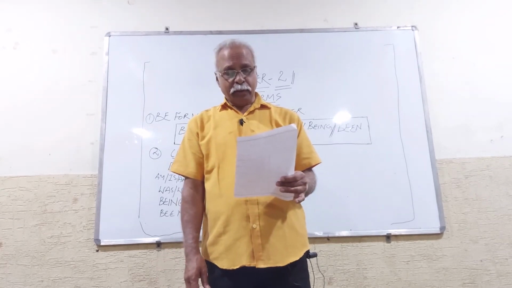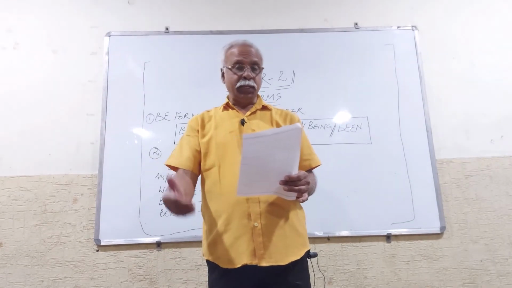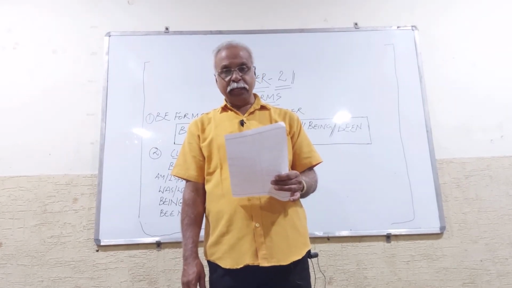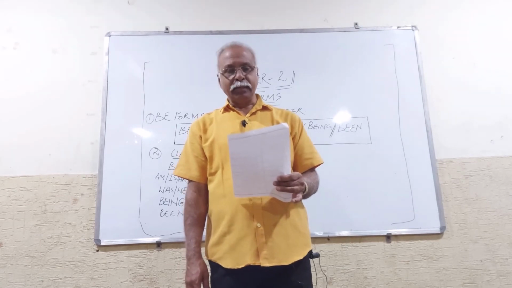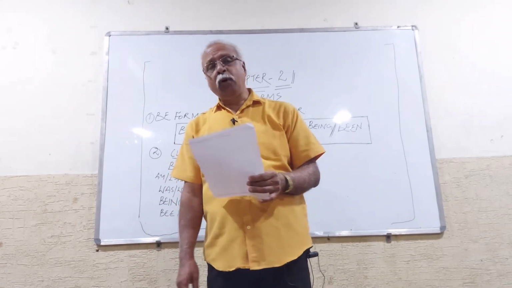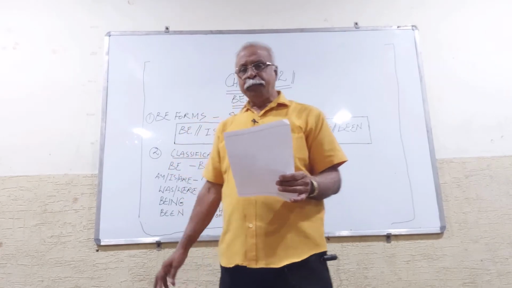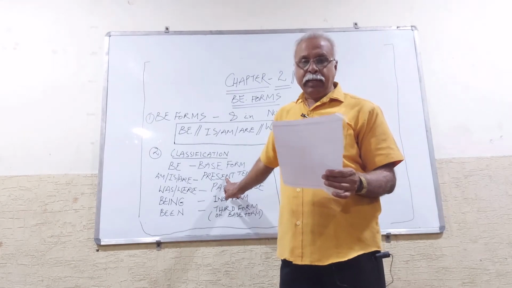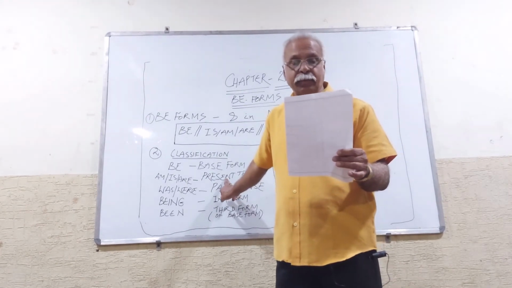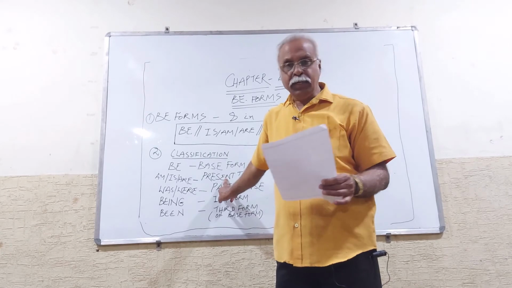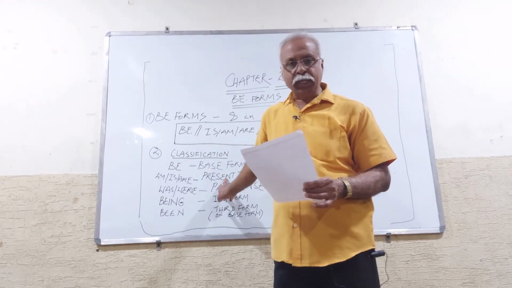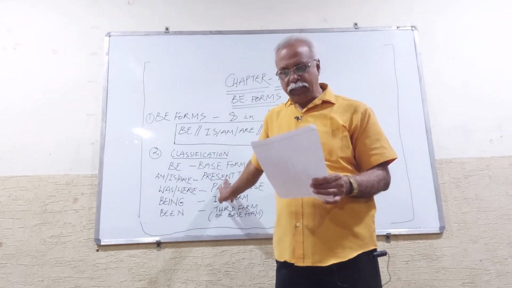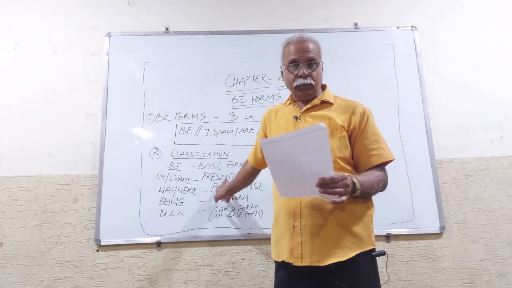Next one, in continuous tenses, you know that there are three tenses: present tense, past tense, and future tenses. Well, now is, am, are. What are these? These are the present tense be forms. They are used mainly in continuous tenses: present continuous, past continuous, and future continuous also. And they can be used with nouns, adjectives, and adverbs also.